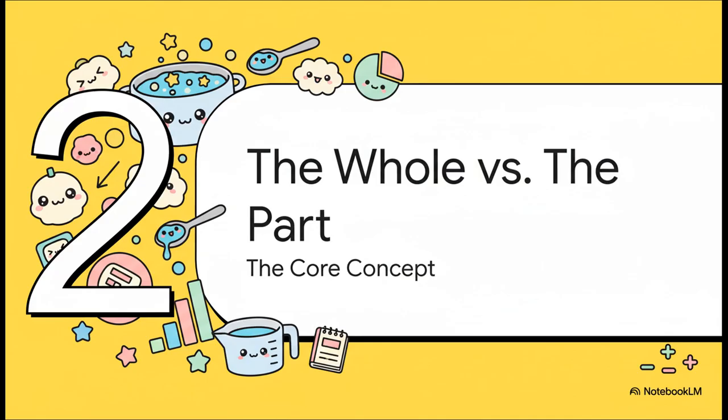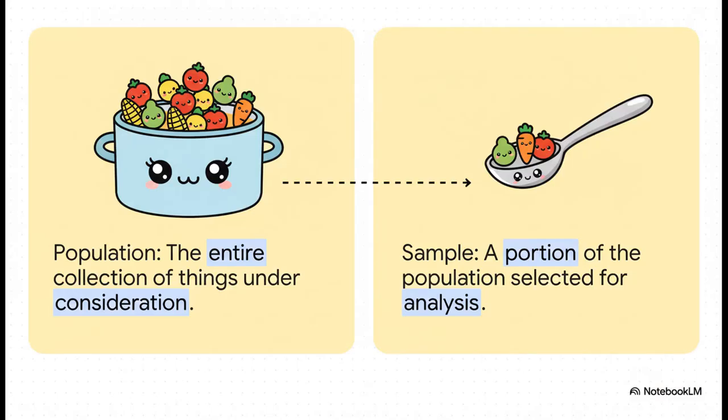It is the absolute foundation of pretty much everything else in statistics. Think about it like this. You don't need to drink an entire pot of soup to know if it needs more salt, right? You just taste one spoonful. That whole pot of soup? Well, that's what statisticians call the population. It's the entire group we're interested in. And that one spoonful, that's our sample, a small, manageable piece of that population that we can actually examine. We study the part to understand the whole. That really is the big idea.